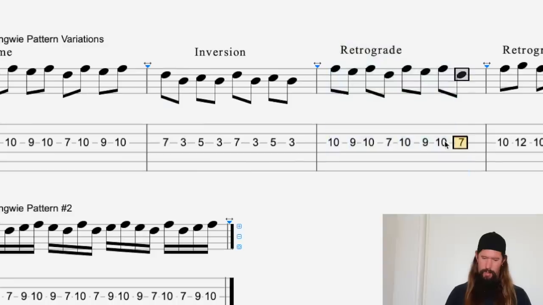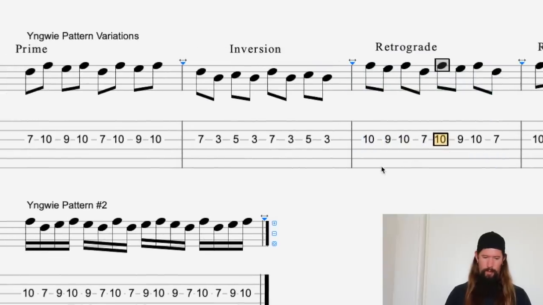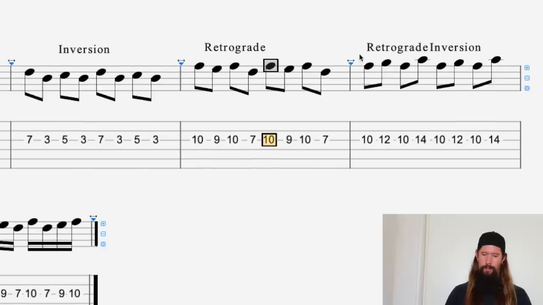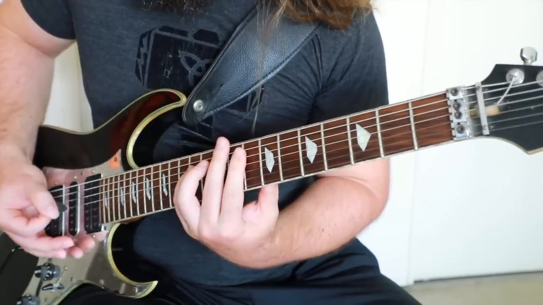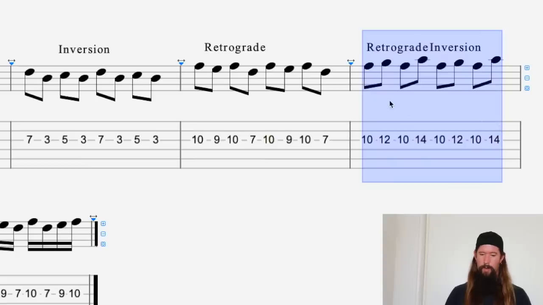If you come to the end of the retrograde here and play it backwards, you can see that's the normal prime going forwards. And then finally, retrograde inversion. This is the retrograde inverted or upside down.